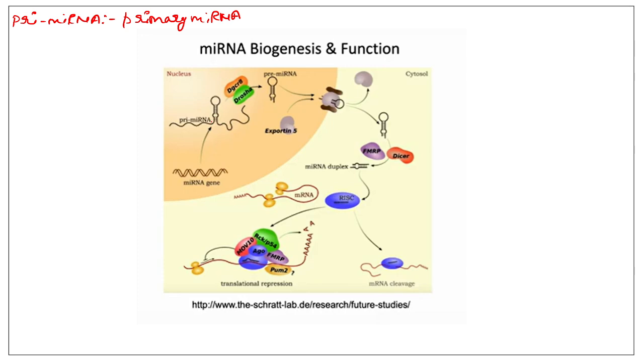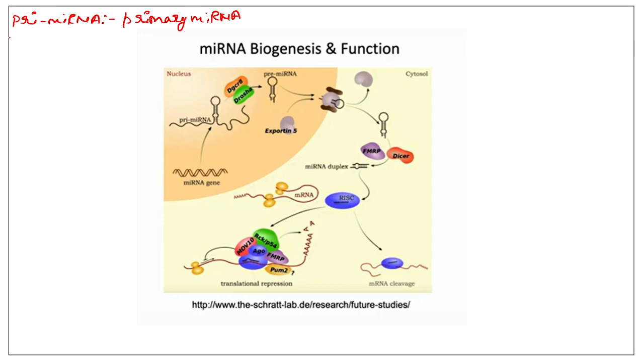This primary miRNA, or pri-miRNA, is transcribed with the miRNA gene as the template. So what you have to understand is that you have this miRNA gene, and this miRNA gene is transcribed into this pri-miRNA, which is primary miRNA.